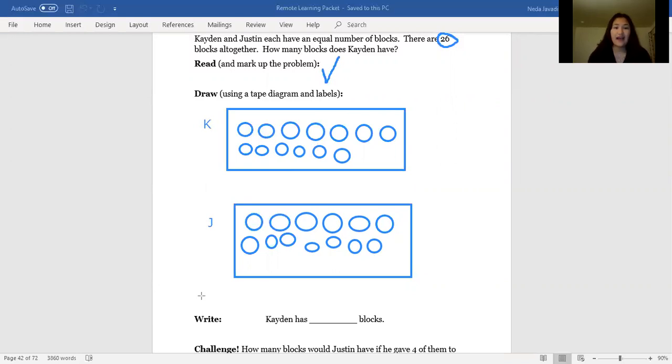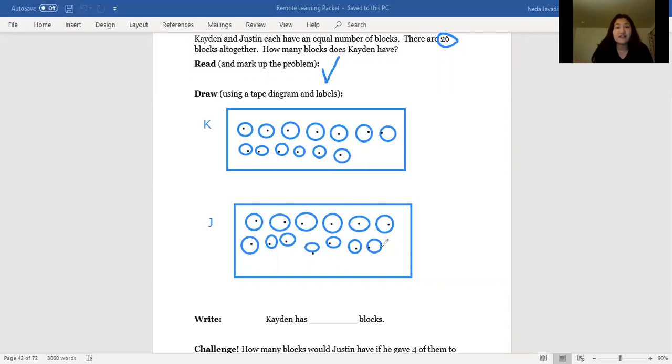Now, let's count how many blocks each boy has. Count with me, get ready, go. 1, 2, 3, 4, 5, 6, 7, 8, 9, 10, 11, 12, 13. Let's make sure that Justin has an equal or the same number of blocks. 1, 2, 3, 4, 5, 6, 7, 8, 9, 10, 11, 12, 13. Do both boys have an equal number of blocks? Give me a thumbs up or a thumbs down. That's right, both boys have an equal number of blocks.